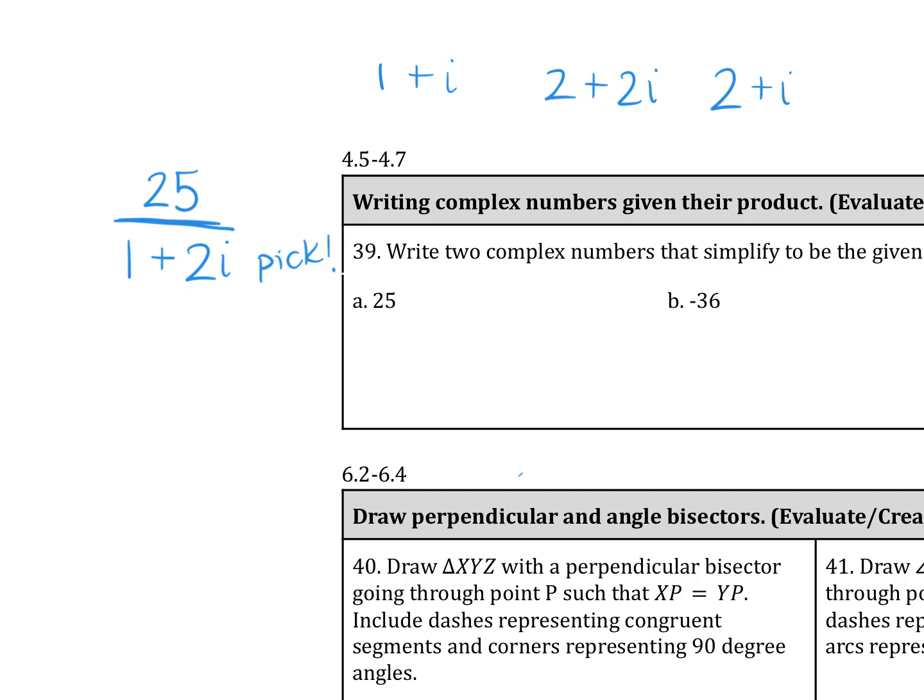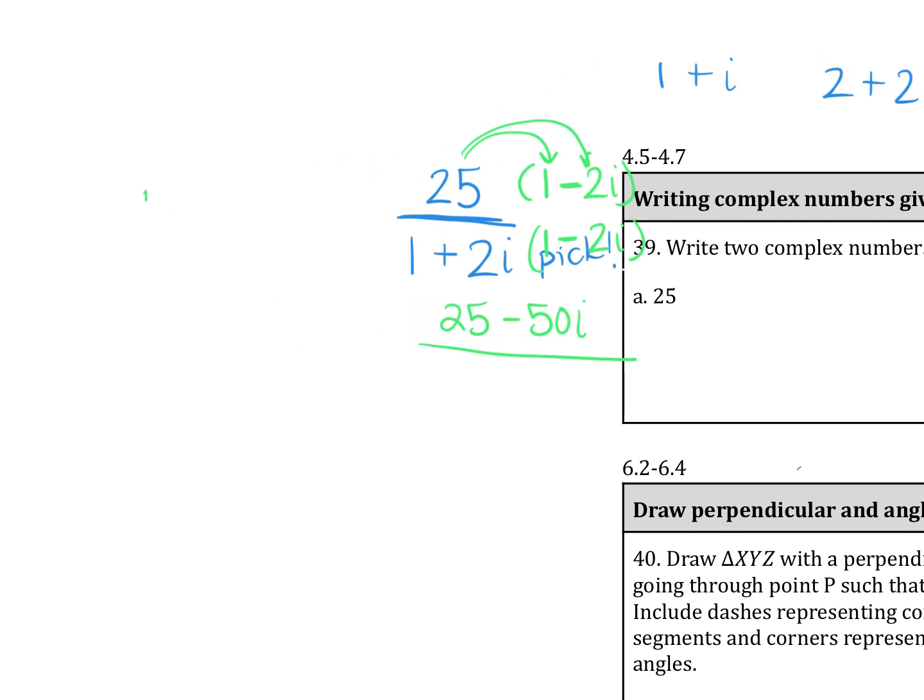Okay, so now the technique that you use to divide with a complex number is you actually have to do something called rationalizing. We're going to take what's on the bottom and multiply by the conjugate of it because that is how you divide with complex numbers. And then the top is going to get distributed, so we would have 25 minus 50i. And then the bottom, you have to use that FOIL technique or the box method.